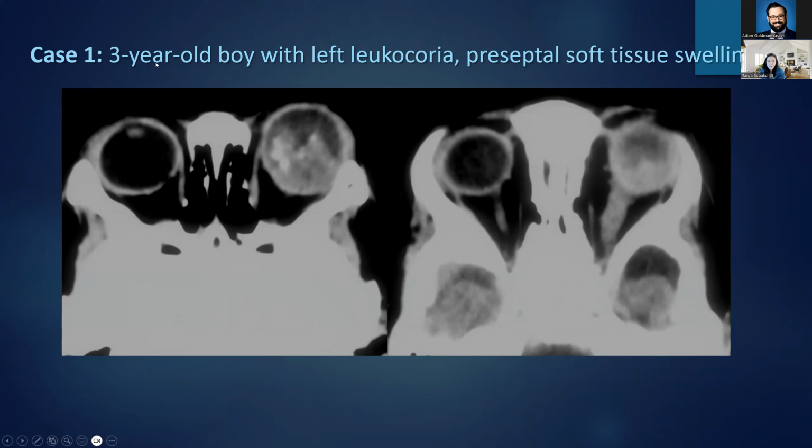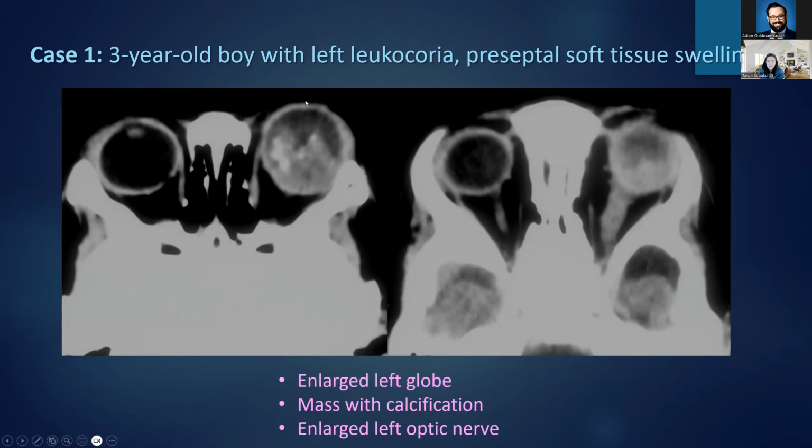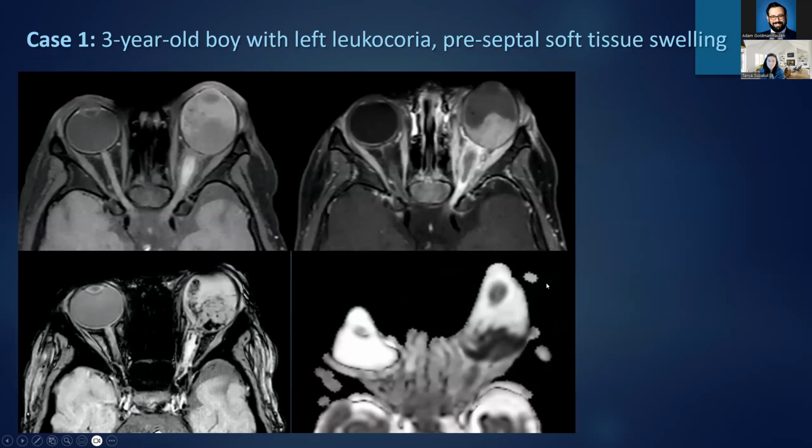So this is a 3-year-old with left leukocoria and preseptal soft tissue swelling. On this image, you can see that the left globe is big compared to the right, and also some soft tissue density mass with internal calcification. And when you look closely, there is enlargement of the left optic nerve compared to the right. And the patient has a left proptosis.